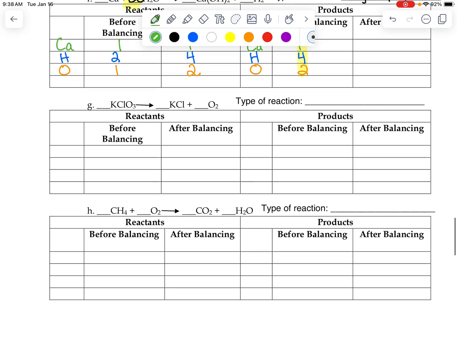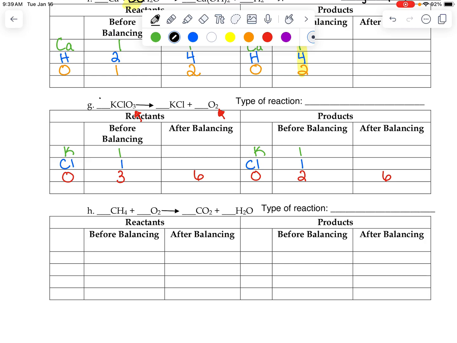Next one, again, atom counts. Potassium 1 going in, potassium 1 coming out. Chlorine, I've got 1 going in. Chlorine, I've got 1 coming out. Oxygen, I have 3 going in. Oxygen, I have 2 coming out. So again, remember the little trick. We've got a 3 here and a 2 as a subscript here. So it's got to be a number that's a multiple of 3 and 2. So I'm going to want to get 6 oxygens going in and 6 oxygens coming out.